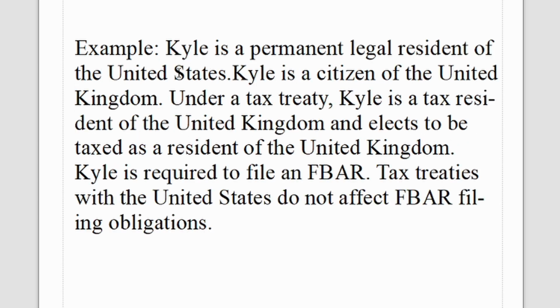This second example is a little confusing, but here it is. Kyle is a permanent legal resident of the United States. Kyle is a citizen of the United Kingdom. Under a tax treaty, Kyle is a tax resident of the United Kingdom and elects to be taxed as a resident of the United Kingdom. Kyle is required to file an FBAR. Tax treaties with the United States do not affect FBAR filing obligations. So even though he pays his tax to the UK, he still has to file the FBAR because he's a permanent legal resident of the United States.